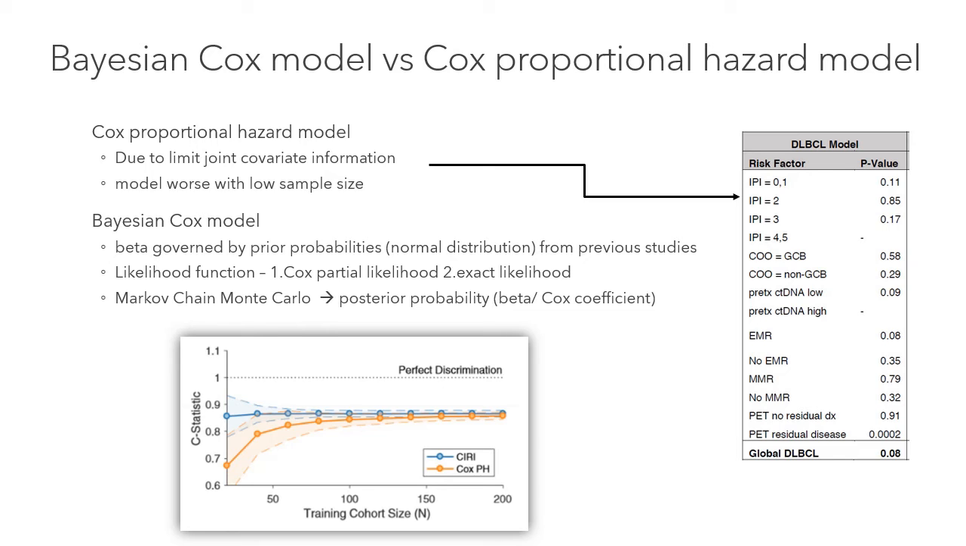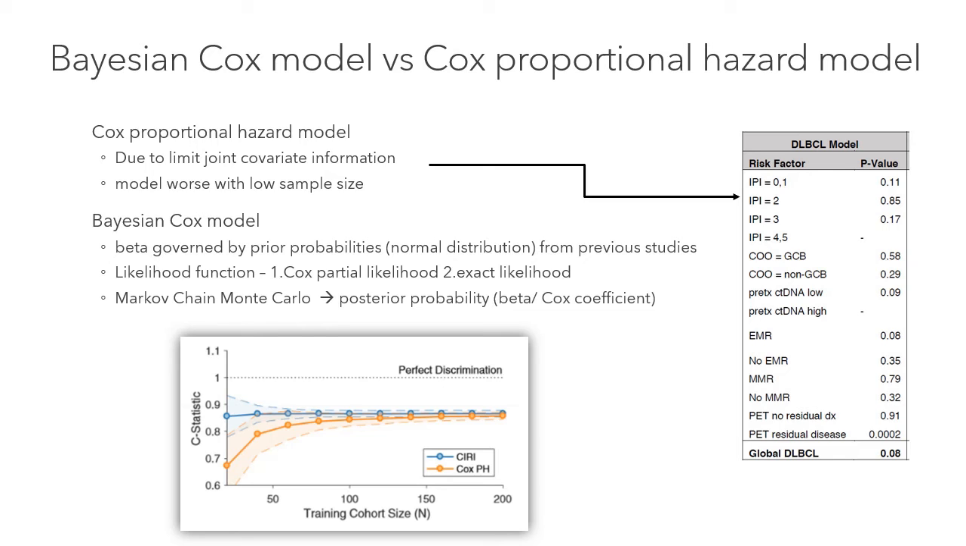Next, we calculate the likelihood function. What is the likelihood function? If you would like to know the posterior probability, or the update of the prior probability, you need the likelihood function. And then the model uses a Markov chain Monte Carlo to calculate the posterior probability because of the complexity of the likelihood function and the calculation.